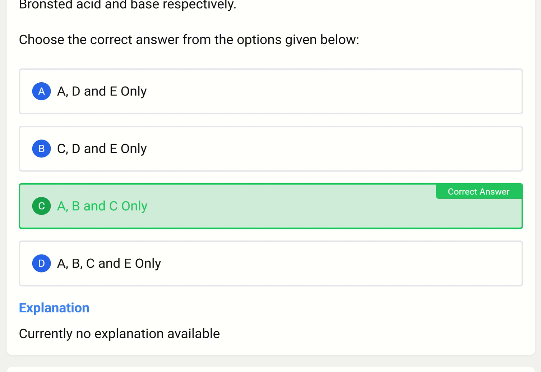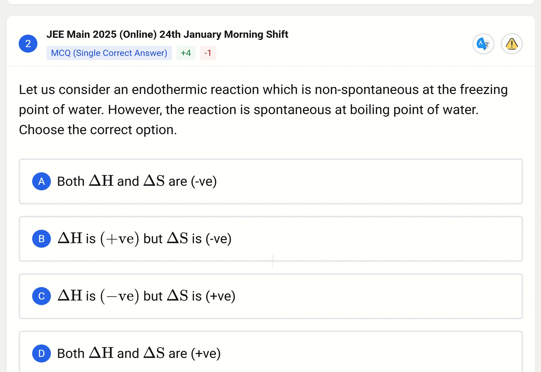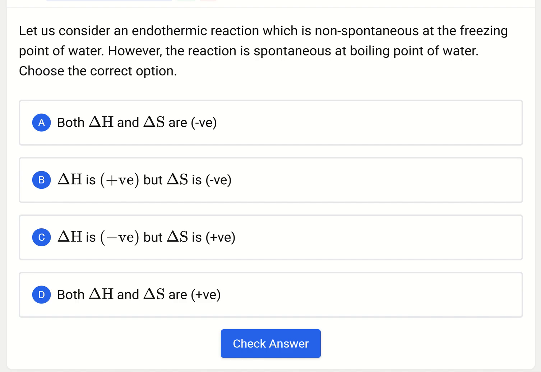So kids, this is how you can solve all the questions very easily. These shift questions were very easy, directly NCERT based questions. So let us consider an endothermic reaction which is non-spontaneous at the freezing point of water. However, the reaction is spontaneous at the boiling point of water. Choose the correct option.